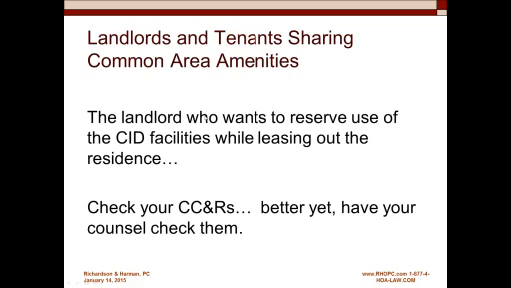And one of those things is the right to use the amenities and the common area recreation facilities. So landlords should not be allowed to have their cake and eat it too. If they rent out the home, then they should not be able to continue to use the common area facilities as if they were a resident.